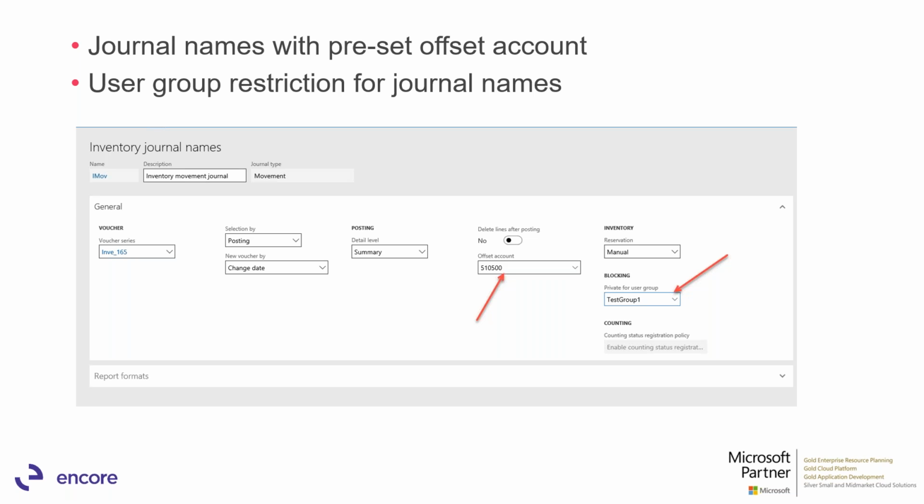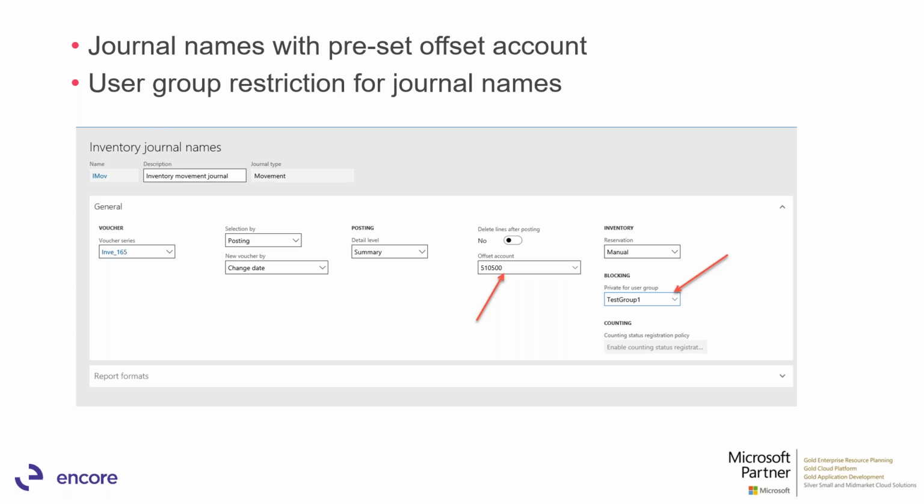The other thing to mention, if you're looking at the red arrow pointing at the private for user group field, is that we can limit the availability of journal names for particular accounting user groups. So we can create different user groups and let only that user group use the particular journal names that have the different offset accounts.